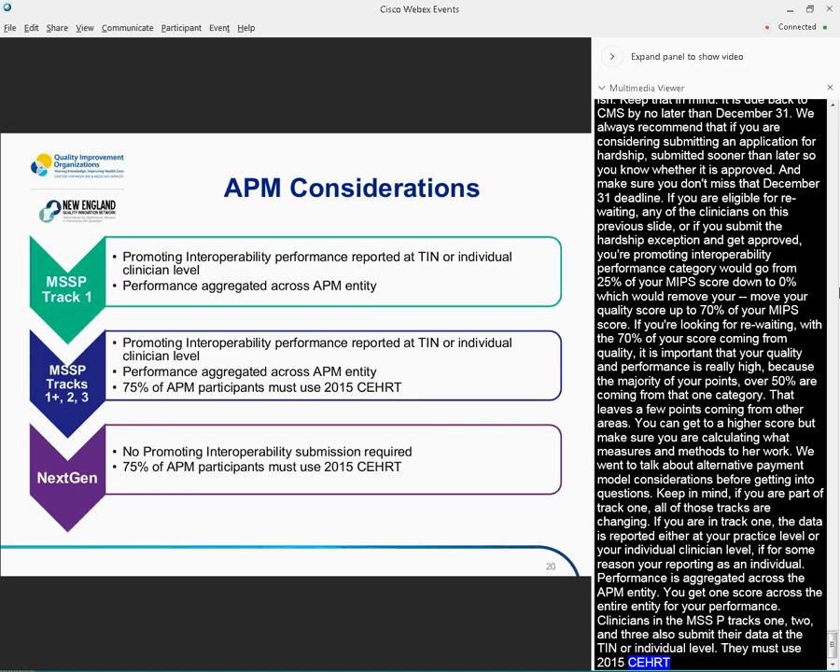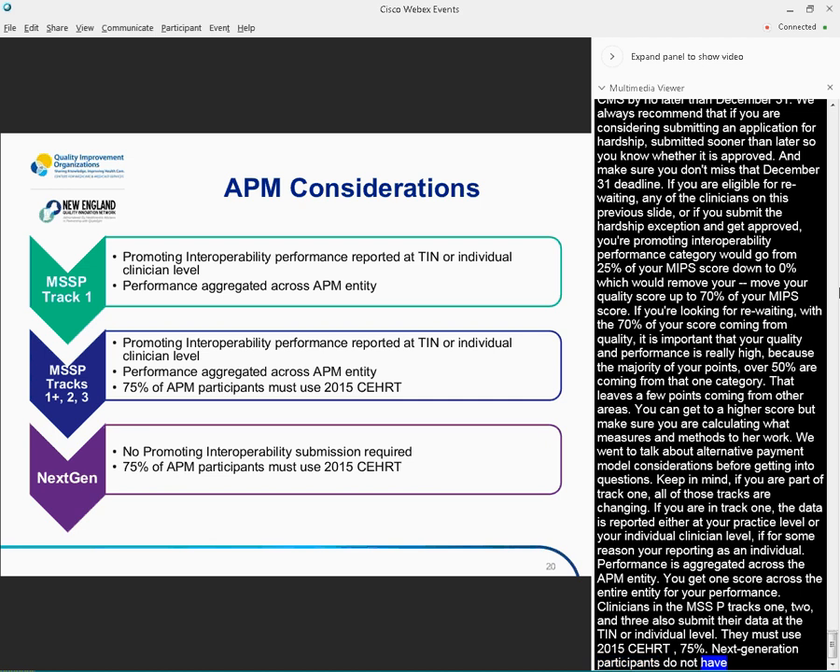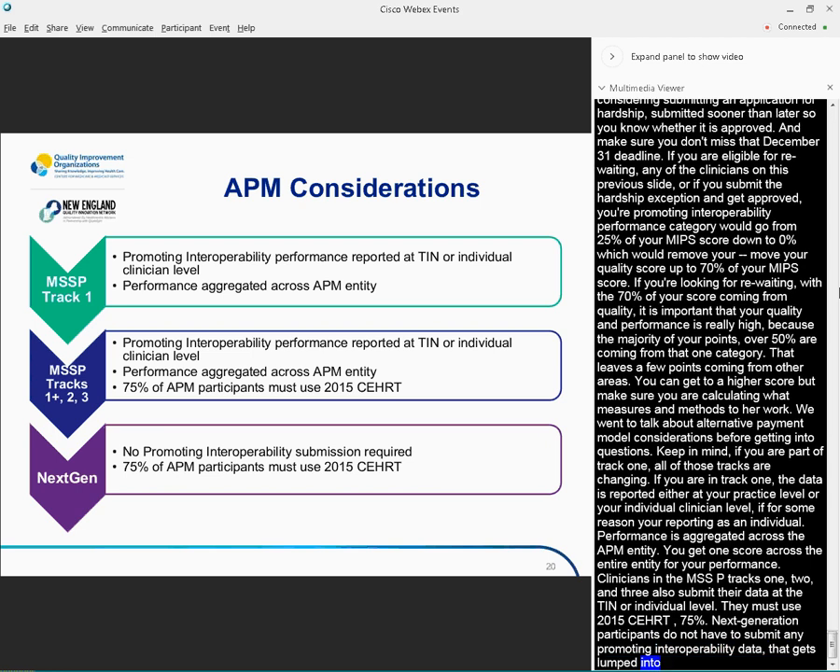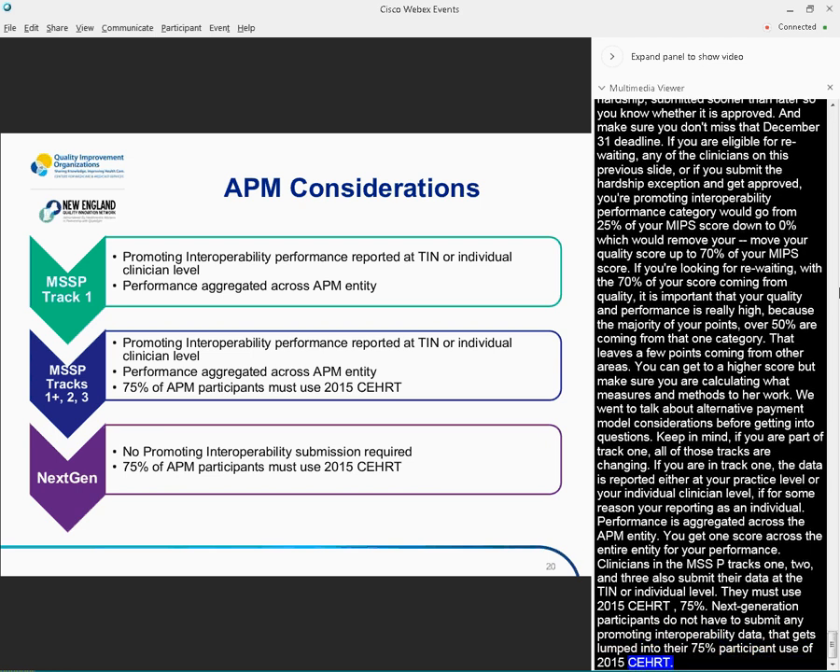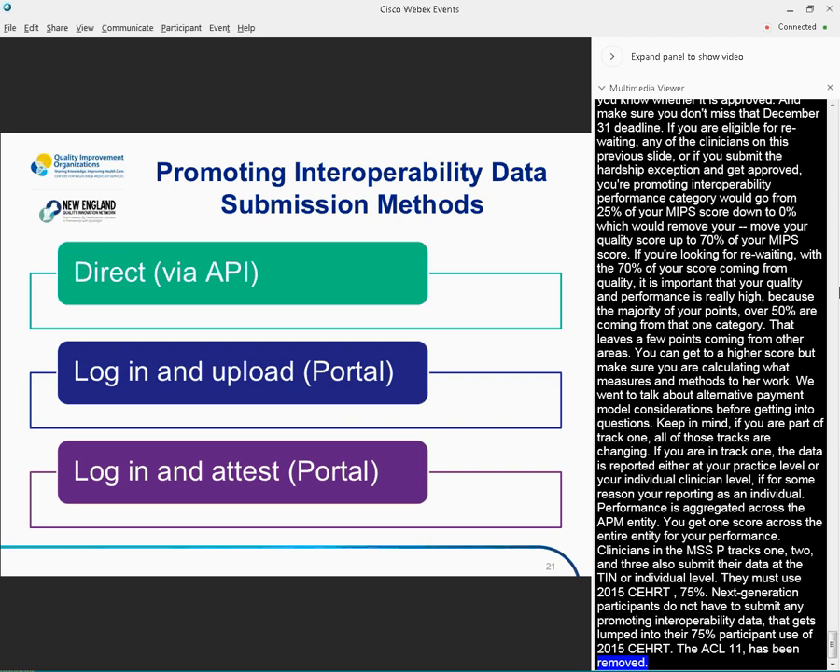Next Generation ACO participants do not have to submit any Promoting Interoperability data. That all gets lumped into their 75% participant use of 2015 CEHRT. And just quickly with the MSSP participants, the ACO 11, which was the meaningful use of an EHR system measure, has been removed, but there is still the requirement for the Promoting Interoperability data submission.